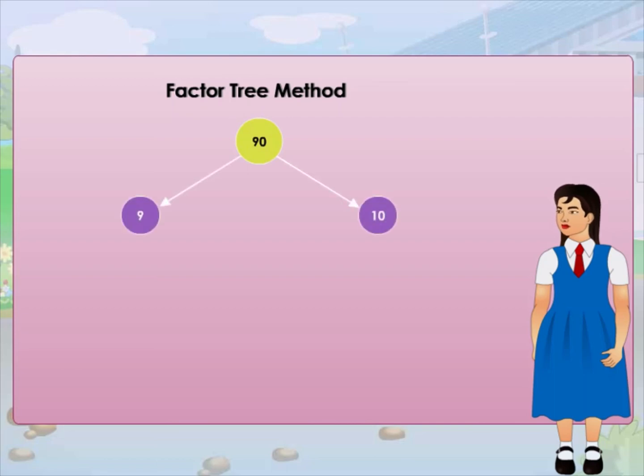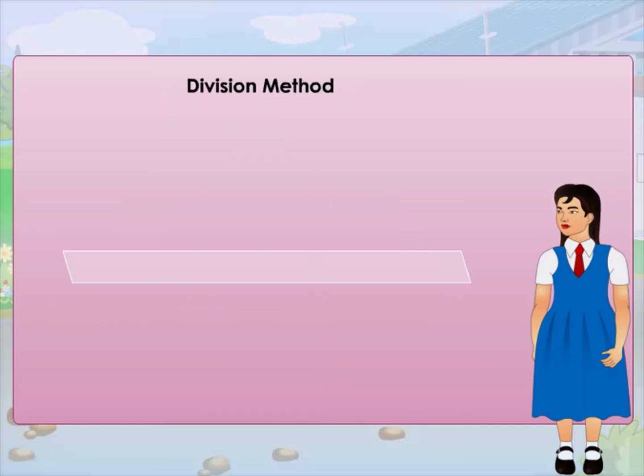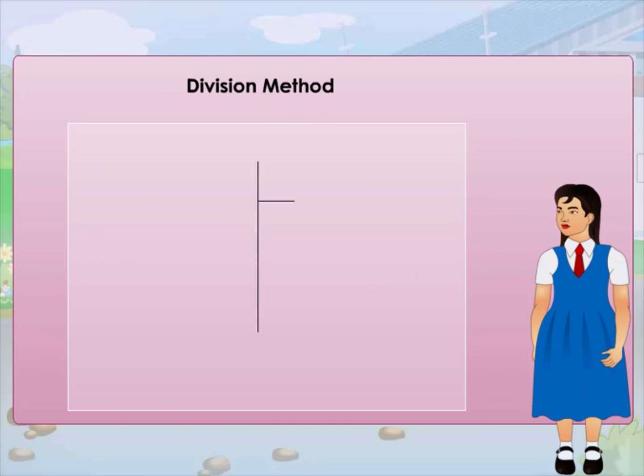90 can be written as 9 times 10. 9 can also be written as 3 times 3. Similarly, 10 can be written as 5 times 2. Hence, the prime factorization of 90 is equal to 3 times 3 times 5 times 2. Next, let me explain the division method.